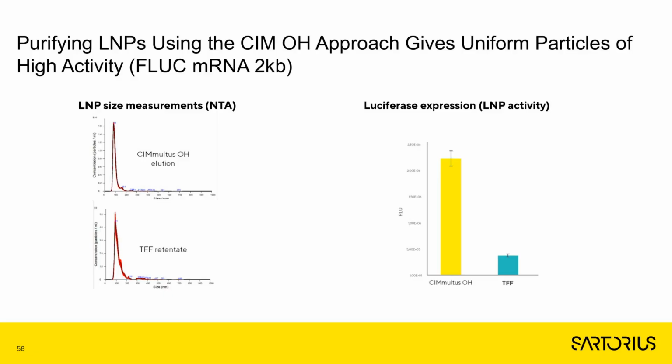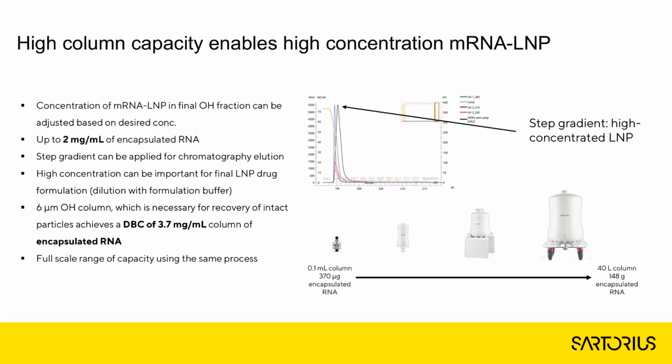the TFF retentate, when we do that for LNPs, the size distribution of those particles is not as narrow as it is in the case of the OH elution. We believe this is because the monolith is a shearless type of process, so we have very, very low shear stress imparted on the particles, and we can really collect particles of very high integrity, so that we can then work further with those formulations. And this also reflects in the luciferase expression, for example, in an in vitro assay, where we see robustly higher performance of these particles compared to the comparable methods.